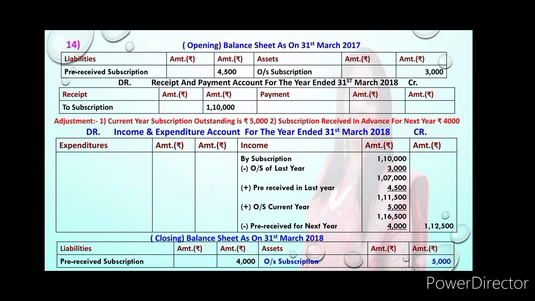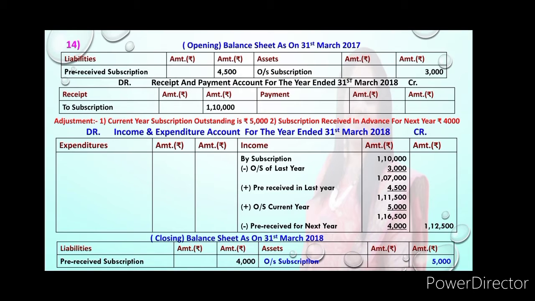Now let's take first adjustment. Current year subscription outstanding is rupees 5,000. Current year outstanding, our sign is plus. So in subscription we have to add and we have to write outstanding for current year 5,000 rupees, and second effect will be given in closing balance sheet asset side. There you have to record outstanding subscription rupees 5,000.